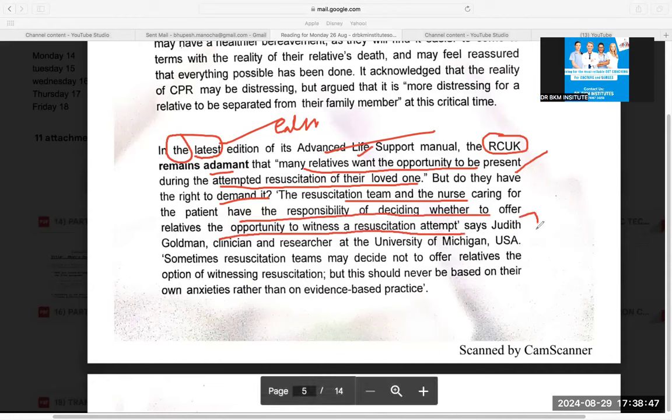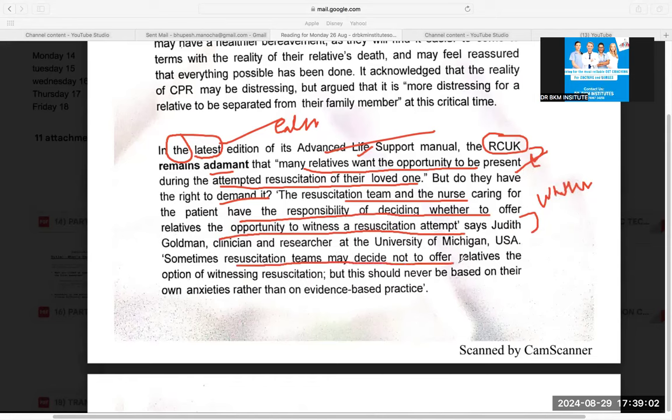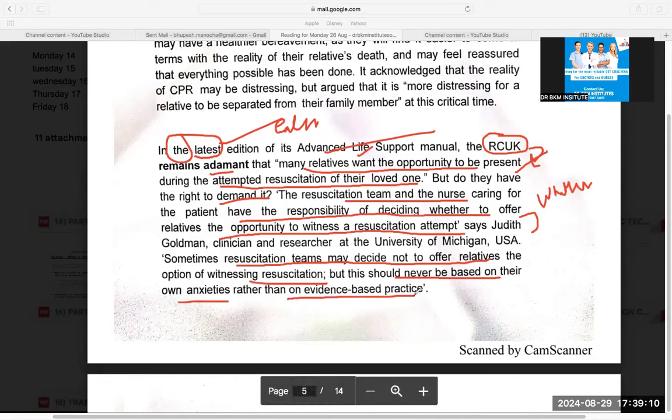So Judith is saying it is up to us. It is up to the nursing team whether we allow it or not. So that means relatives cannot demand it. But yes, they should be present, but they can't demand it. Sometimes resuscitation teams may decide not to offer relatives the option of witnessing, but this should never be based on their own anxieties rather than on evidence-based practice. It means sometimes the nursing team can say no, but it is not because they are anxious.